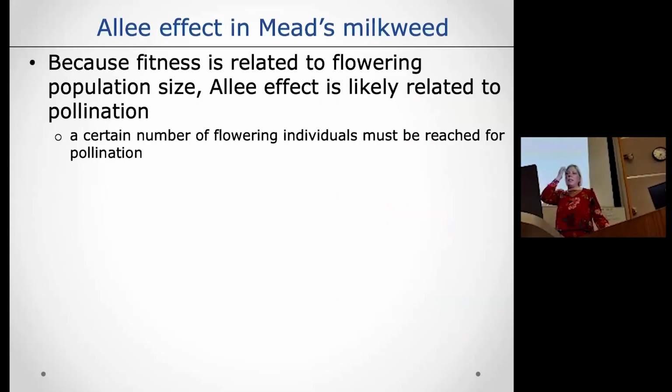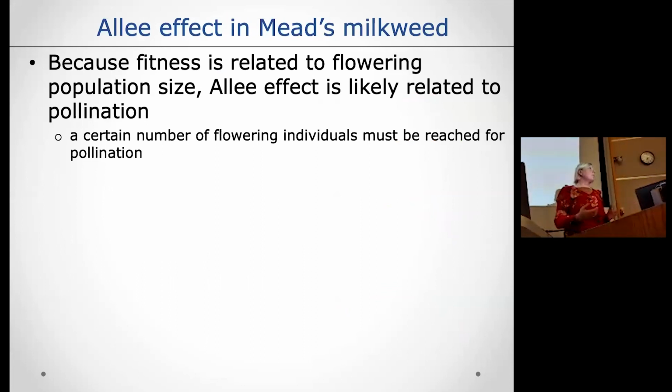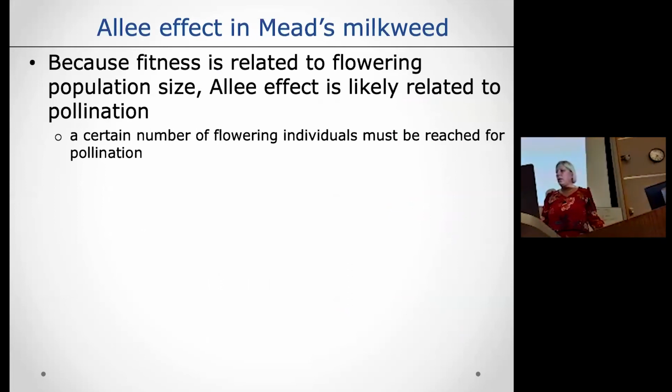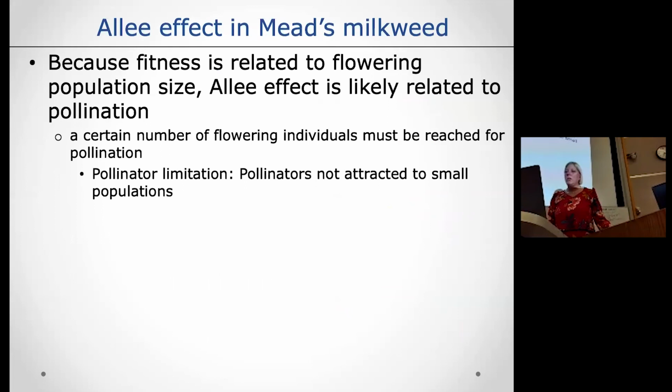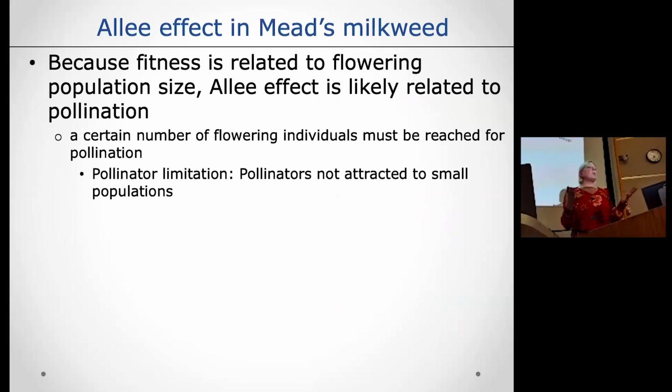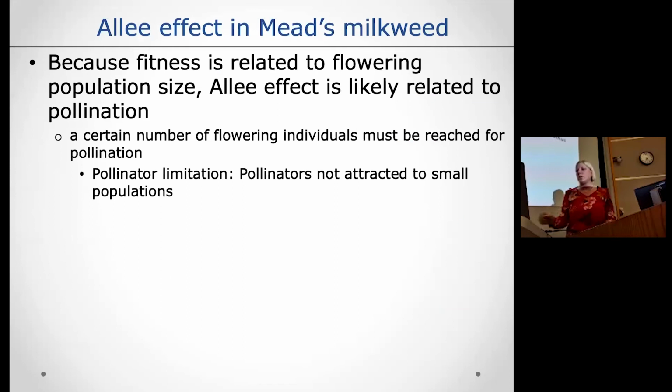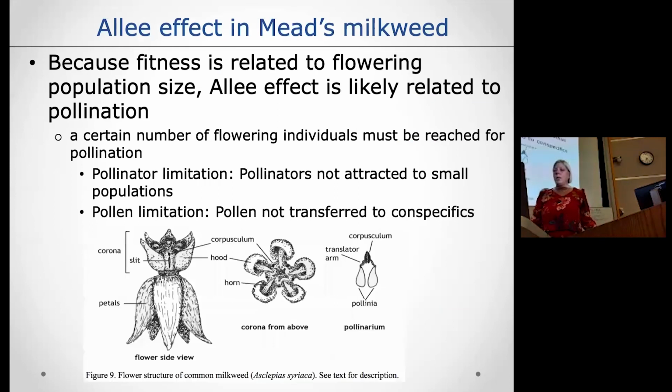So we think that the Allee effect is essentially related to pollination, where you just have to have a certain number of individuals for pollination to occur. And we think there's two underlying causes. One could be pollinator limitation. Essentially, pollinators are just not attracted to small populations. There just might not be enough individuals aggregated to attract pollinators. Or it could be a pollen limitation, where pollen just isn't transferred among conspecifics.